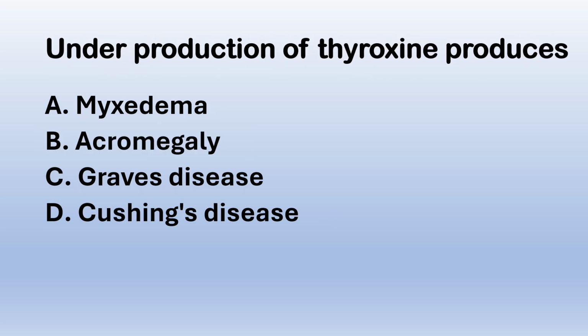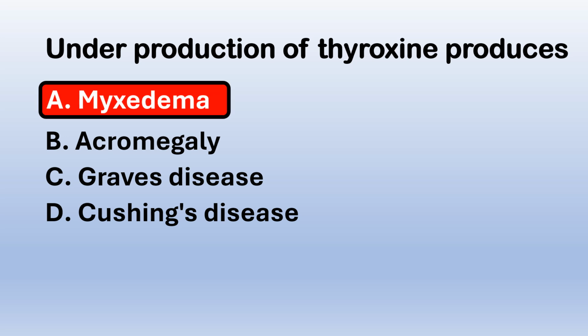Underproduction of thyroxine produces A. Myxedema, B. Acromegaly, C. Graves' disease, D. Cushing's disease. And the answer is A. Myxedema.